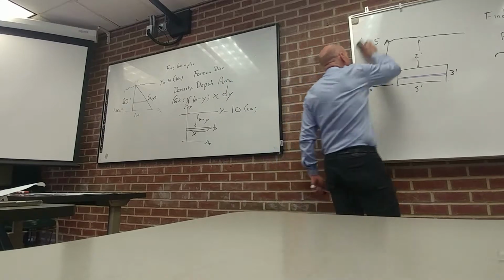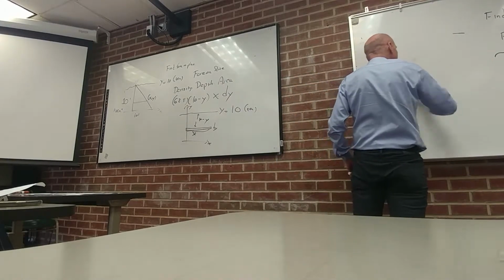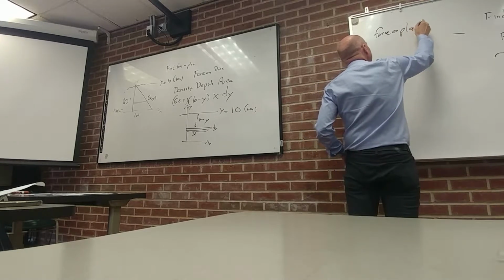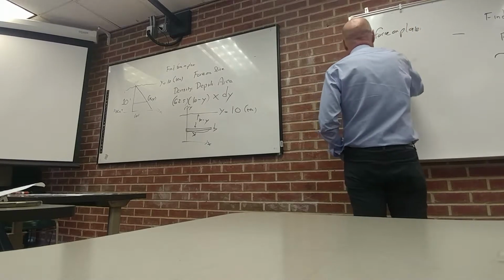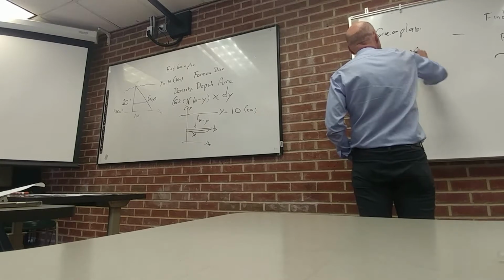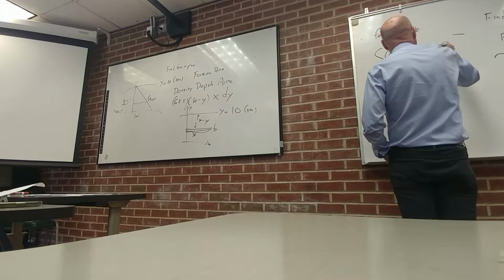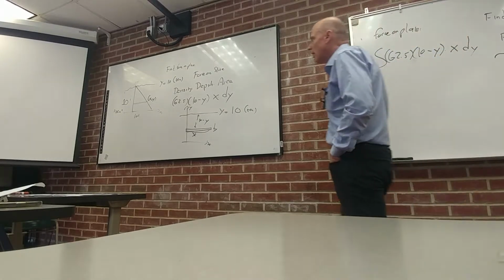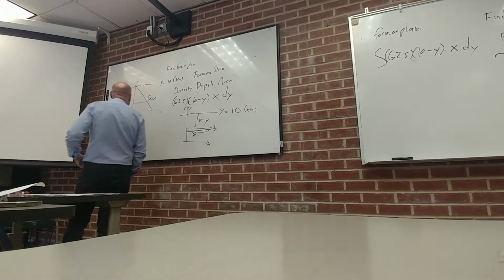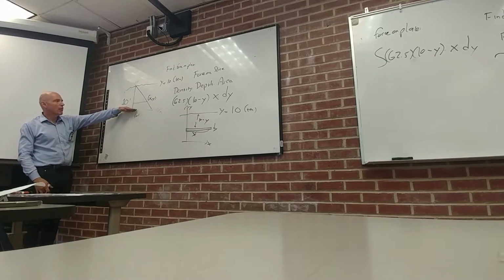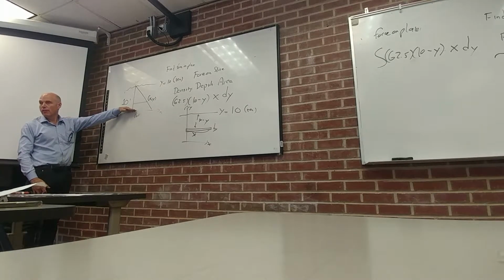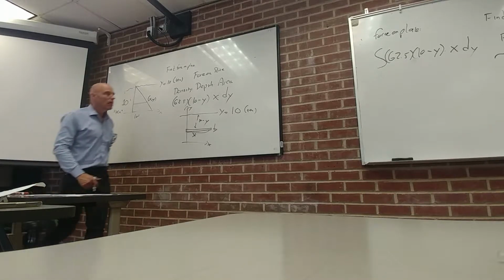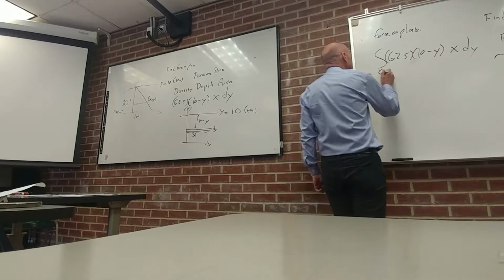And so that means that the total force on the plate, adding all these up, is 62.5 times (10 minus y) times x dy. And what are the y values? The y value for the very bottom slice in this plate, and the y value for the very top. So this would be 0.